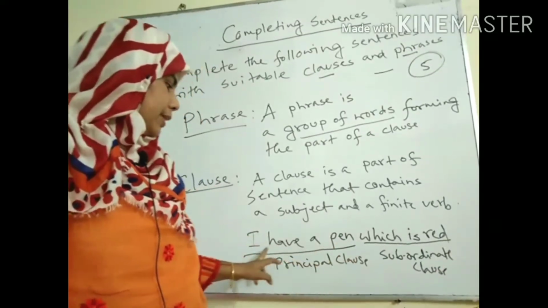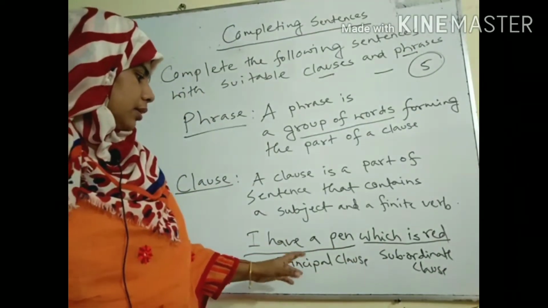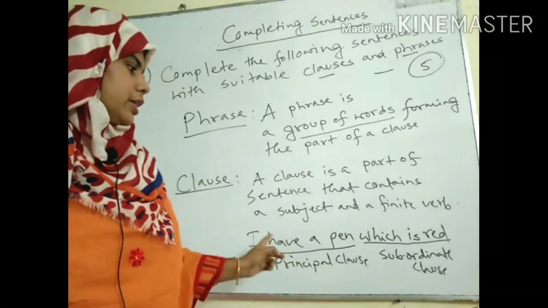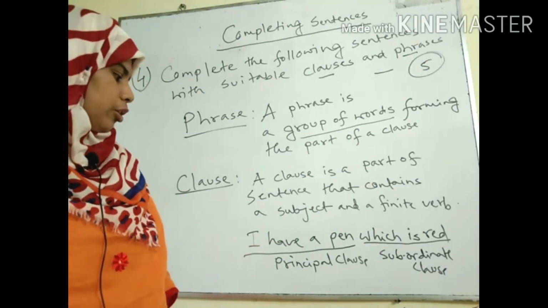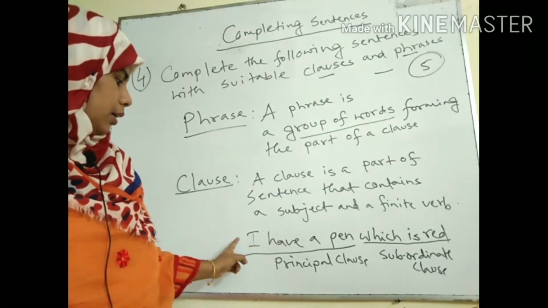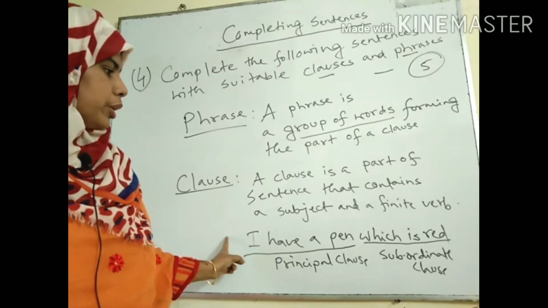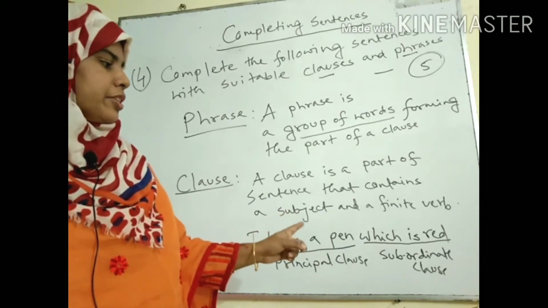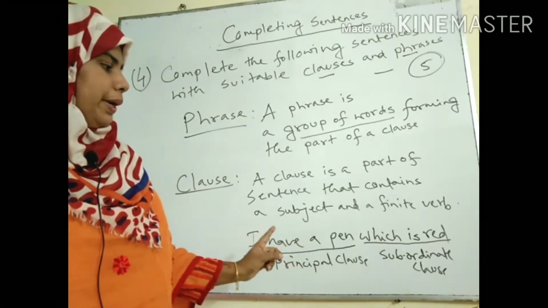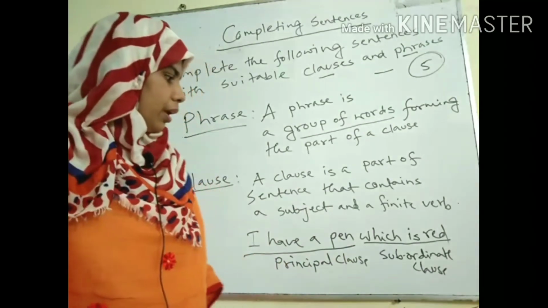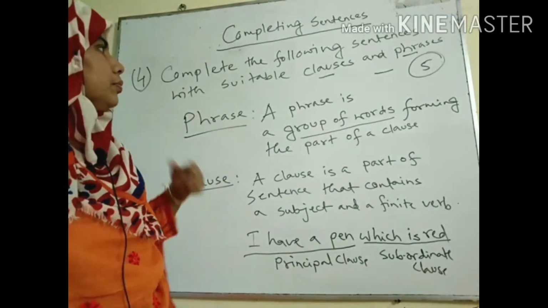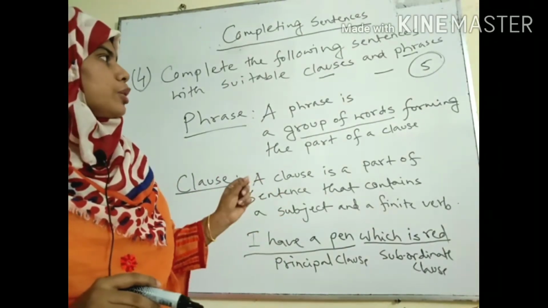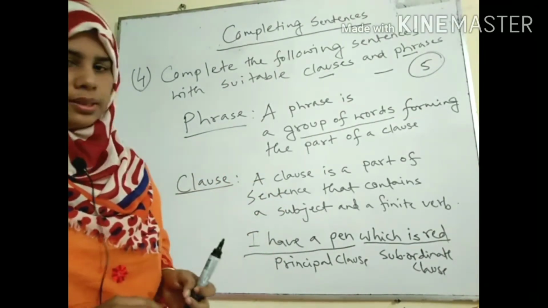And when 2 principal clauses are connected with and or but, it is called a coordinate clause. For example, if I turn this sentence into a coordinate clause, it will be: I have a pen and it is red. Okay, now we will do some basic rules for completing sentences.